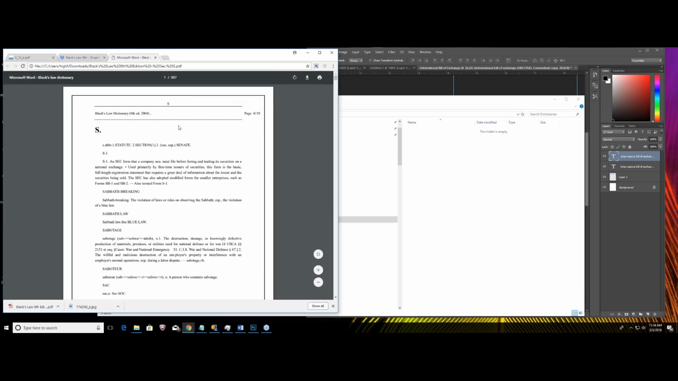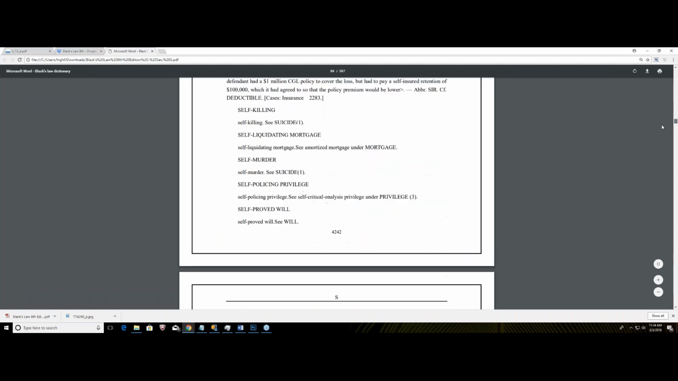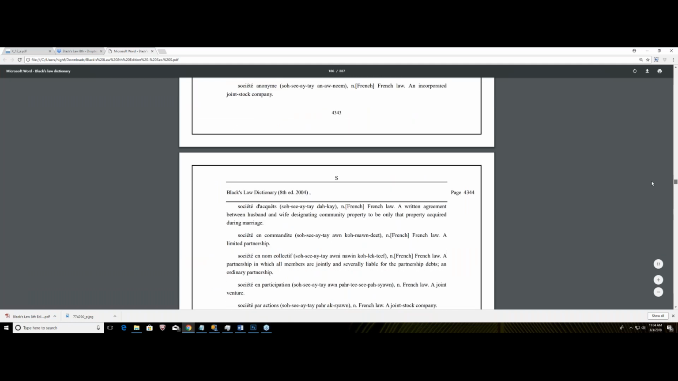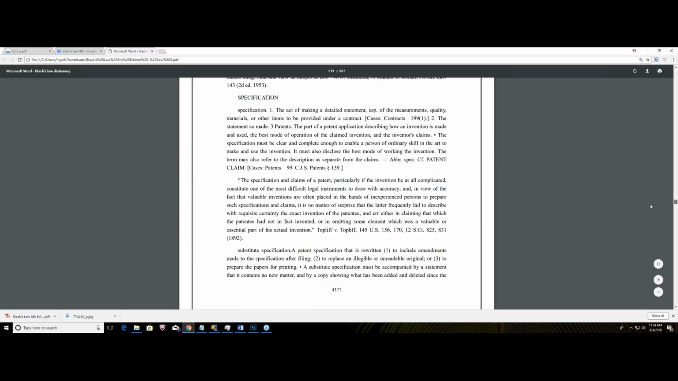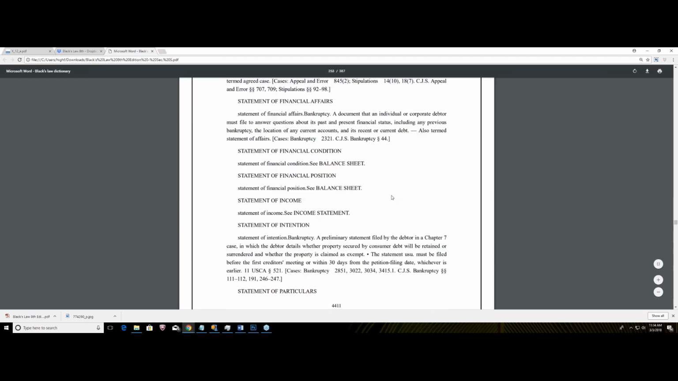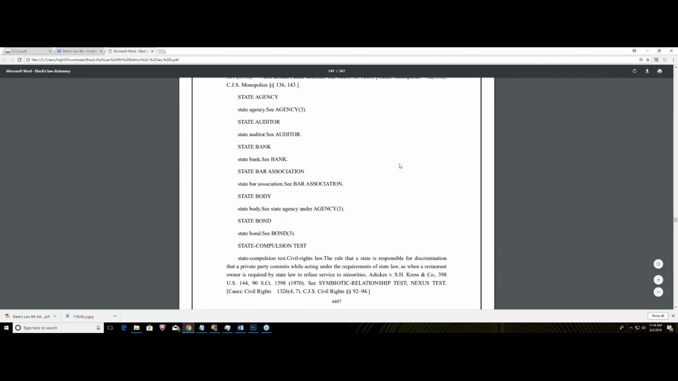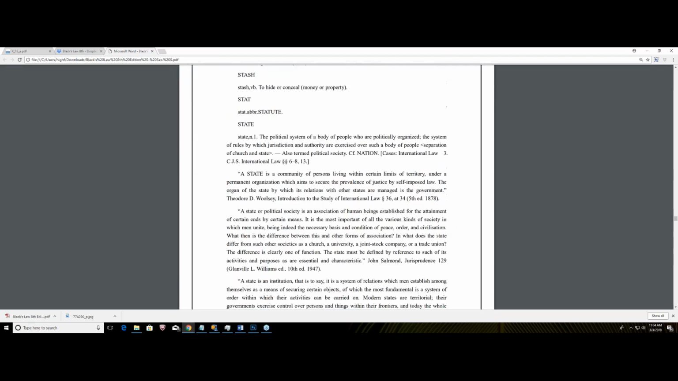All right, I'm back. So we have Black's Law Dictionary up. And I want you to look at this word state. This is an important word for y'all to really look up and understand. What is a state? All right, so right here. State. There we go.